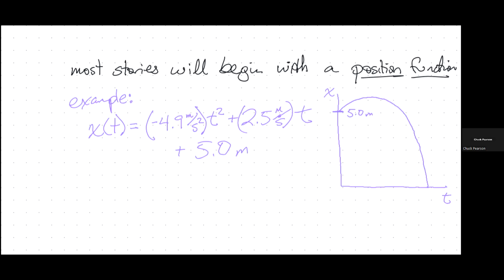Let's talk about the velocity of this guy as a function of time. Velocity is dx dt. Let's take the derivative of each of these terms. Negative 4.9 meters per second squared times t squared. I take the derivative of a t squared term. The 2 is going to come down front and multiply by the coefficient here, and this acceleration-looking thing is going to behave like a coefficient. I'm going to multiply 4.9 by 2 and get 9.8.